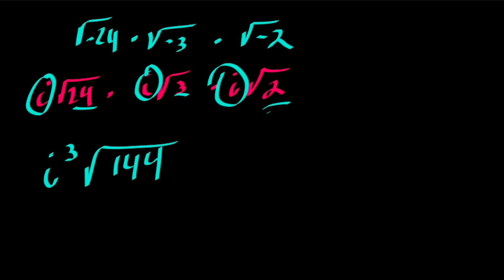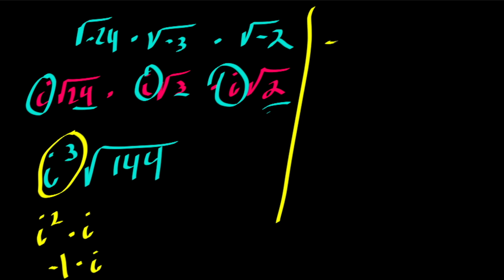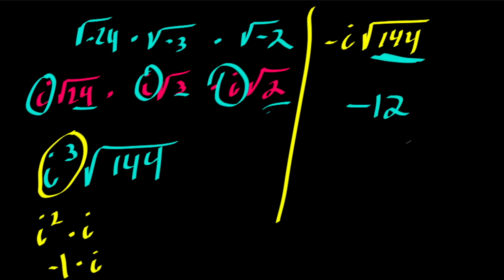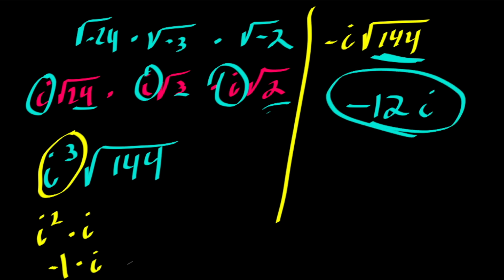So now I want to try to rewrite i to the third. And I could rewrite that as i squared times i, which is just going to give me negative 1 times i. So that's going to give me negative i square root 144. And now, what's the square root of 144? Well, it's just 12. So then this negative comes down, i comes down, so the answer is negative 12i. So once again, this is very good information because as you move through imaginary numbers and using imaginary numbers, a lot of these skills will pop up.